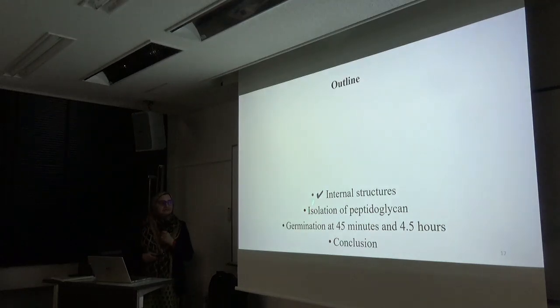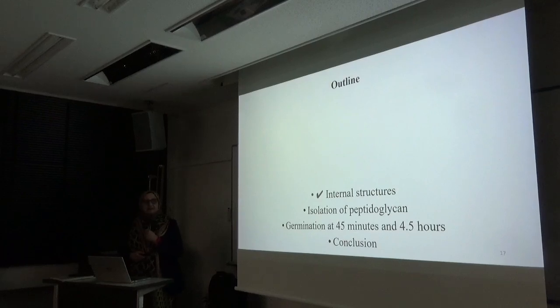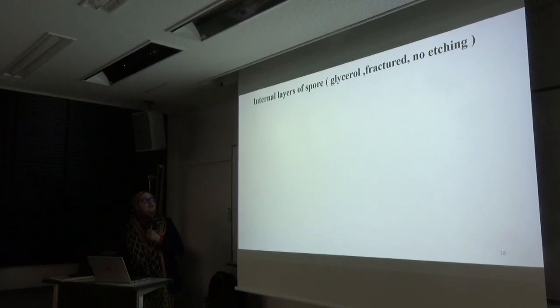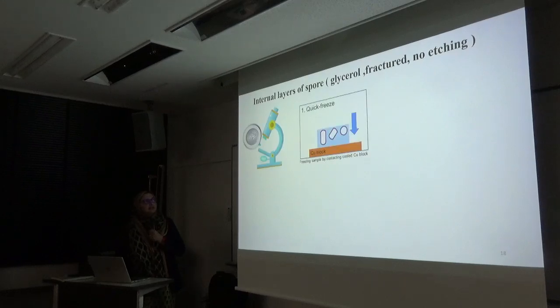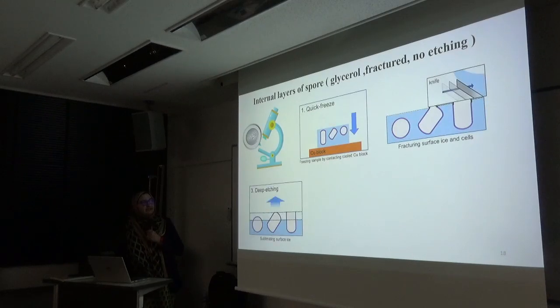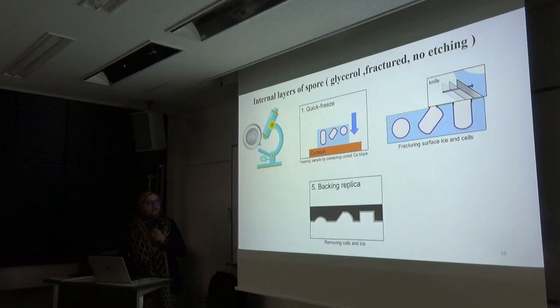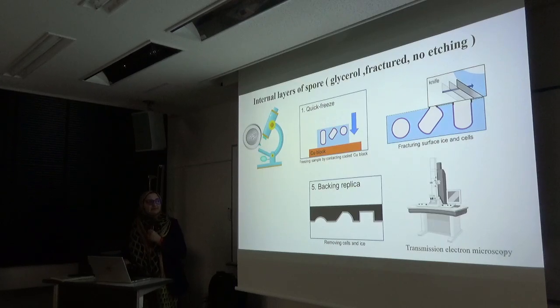Next, I was interested in visualizing the internal structure of the spore. As quick freeze has a very unique style, it can fracture the spore and we can see the internal structure three-dimensionally. So I tried the fracture process. This time the process was the same until the fracturing, but I skipped deep etching and moved directly to replica formation, and we visualized those replicas under the electron microscope.